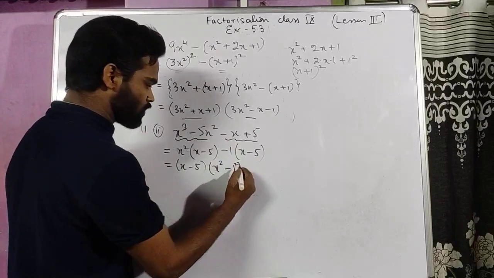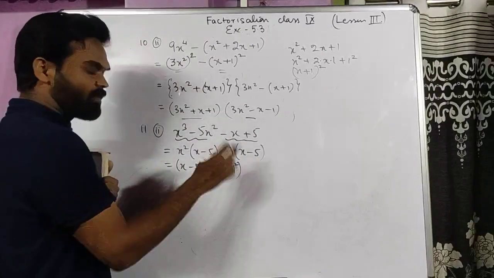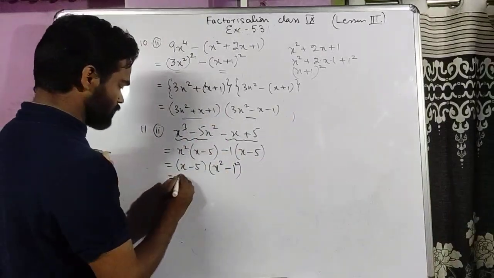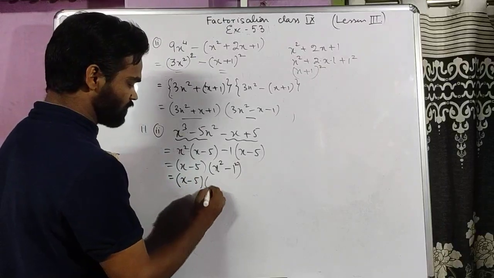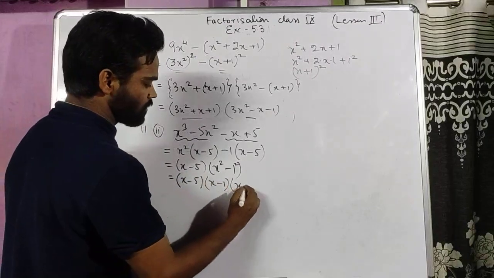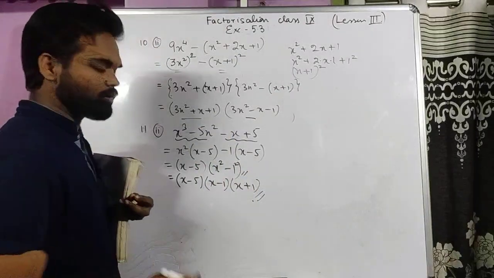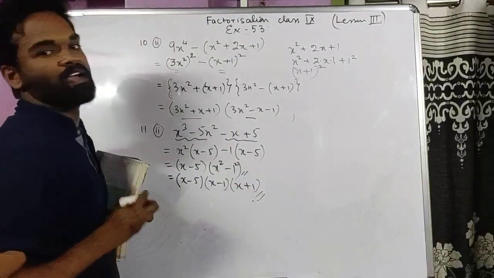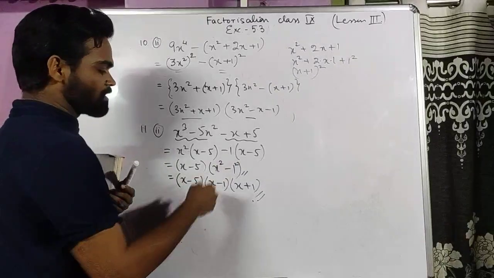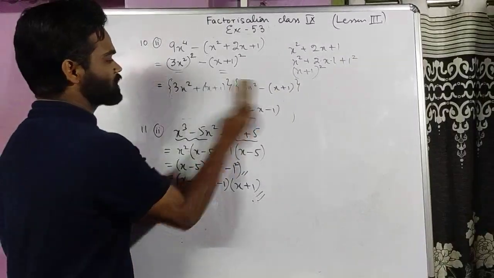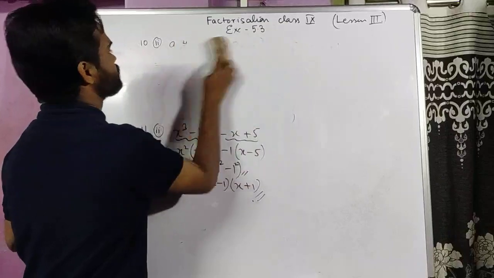Actually, 1 can be written as 1 square. Now this is in the form of a square minus b square, which means (x minus 5) will be (x minus 1)(x plus 1). You can't leave the answer till here because this can be factorized further as (x minus 1) and (x plus 1).